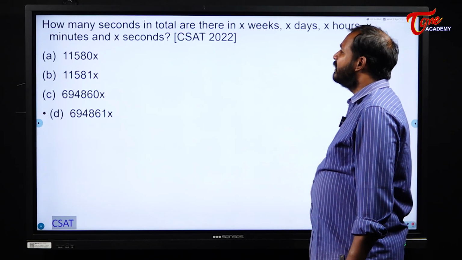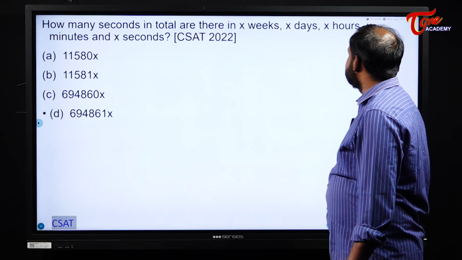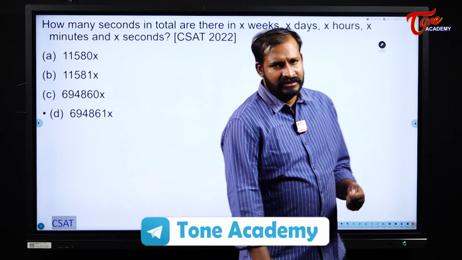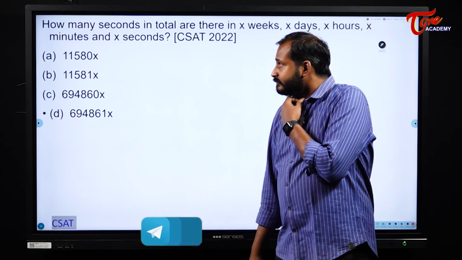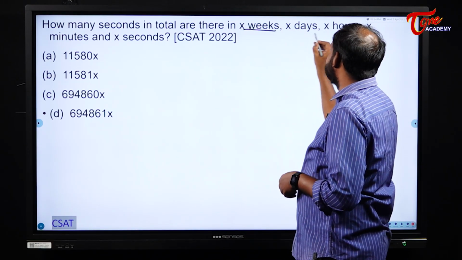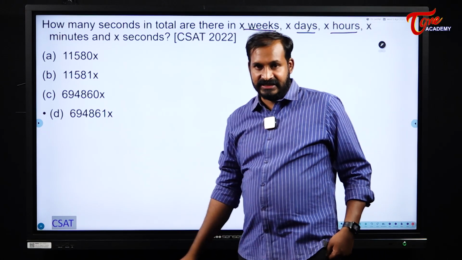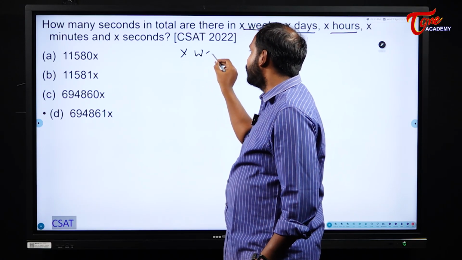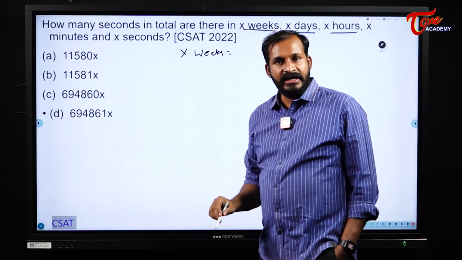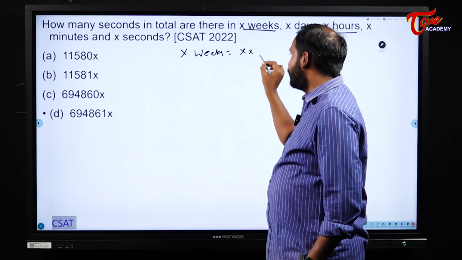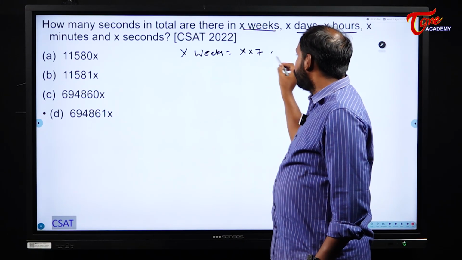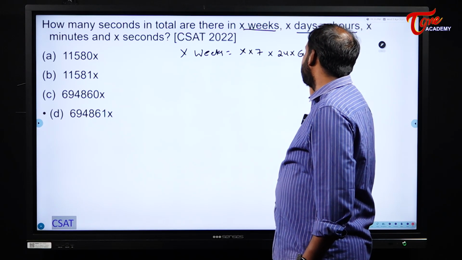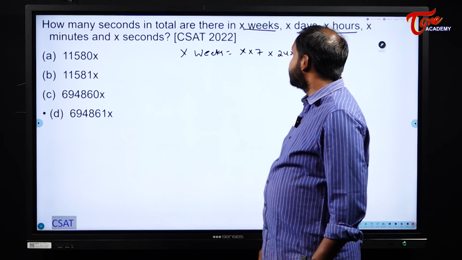Next one. How many seconds are there in x weeks, x days, x hours, x minutes and x seconds? This is purely calculation. That is the time they have given for us. So in x weeks, how many seconds will we have? First of all, x weeks means how many days? 7 days. So 1 week means 7 days. So x into 7 into 1 day means how many hours? 24 hours. Into how many minutes? Into 60 into 60 seconds. This is the x weeks data.